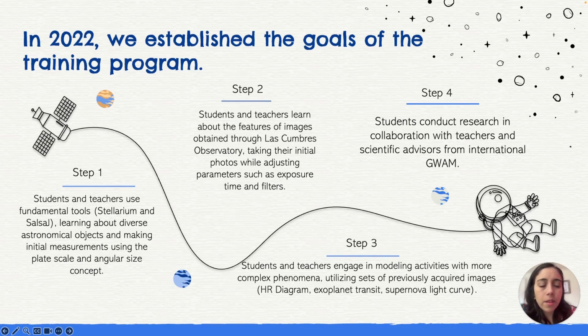In step 3, we analyze more complex astronomical images. They learn to look at the light curves and progress from basic image analysis to mathematical modeling. The last stage is optional, allowing students to do their own astronomical research with the guidance or advice of a scientific advisor in the community.